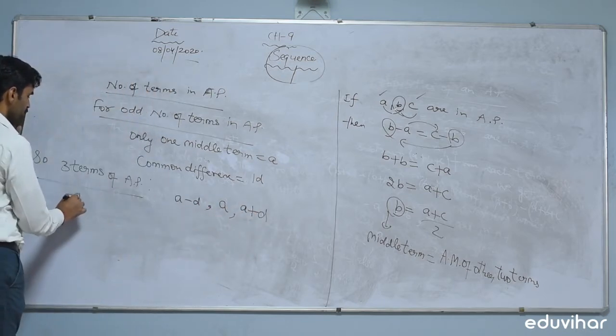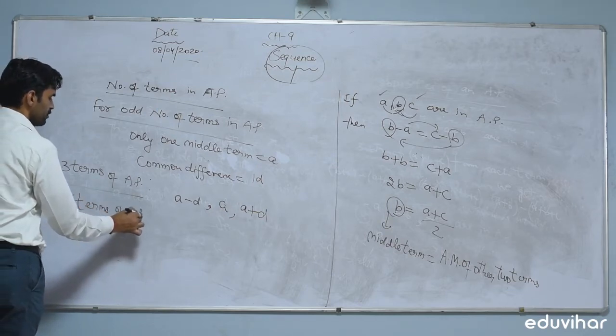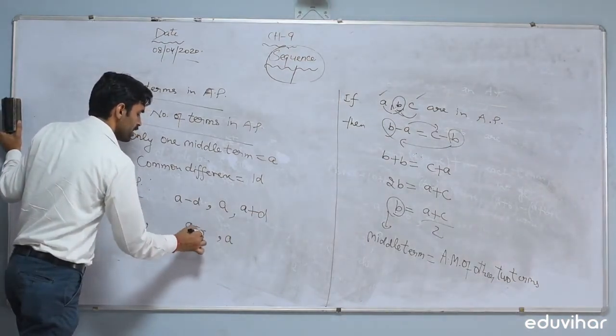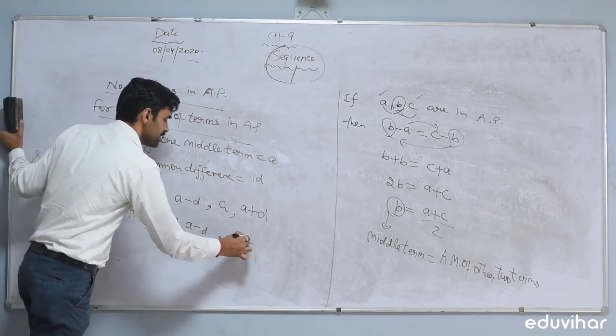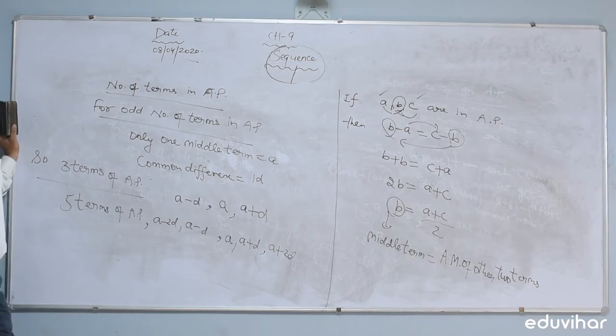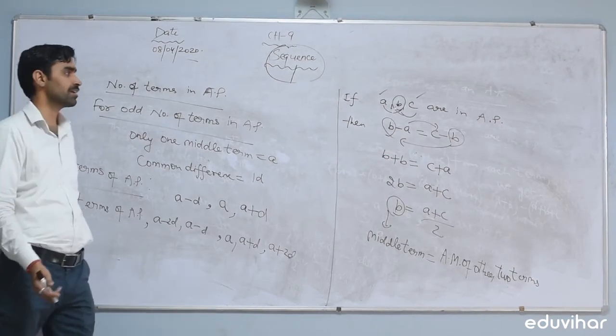You can say 5 terms of AP, that is an odd number of terms in AP, can be written down as A minus 2D, A minus D, A, A plus D and A plus 2D. In this way, we can find the 7 terms, 9 terms, etc.